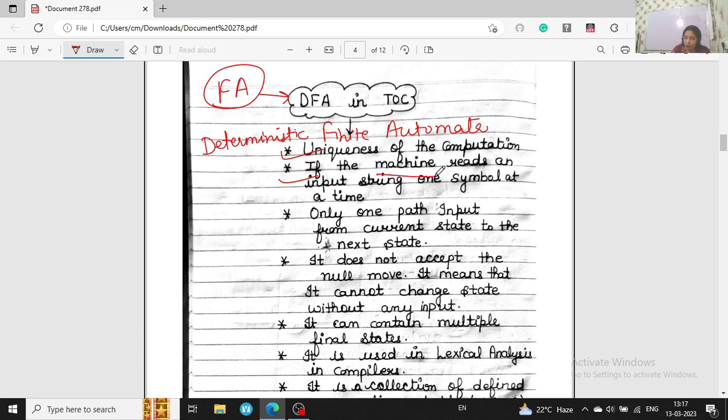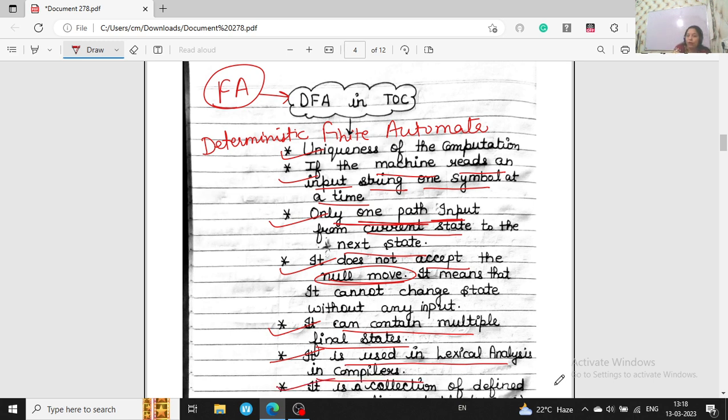If the machine reads an input string, it can read only one symbol at a time. It has only one path from the current state to the next state. It does not accept any null move, that means it cannot change state without any input. It can contain multiple final states. It is used in lexical analysis in compilers.